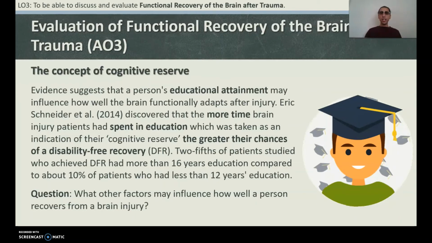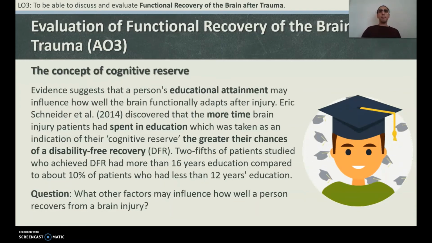Evidence suggests that a person's educational attainment may influence how well the brain functionally adapts after injury. Eric Schneider et al. in 2014 discovered that the more time brain injury patients had spent in education, which was taken as an indication of their cognitive reserve, the greater their chances of a disability-free recovery. Two fifths of patients studied who achieved disability-free recovery had more than 16 years education, compared to only about 10% of patients who had less than 12 years education.